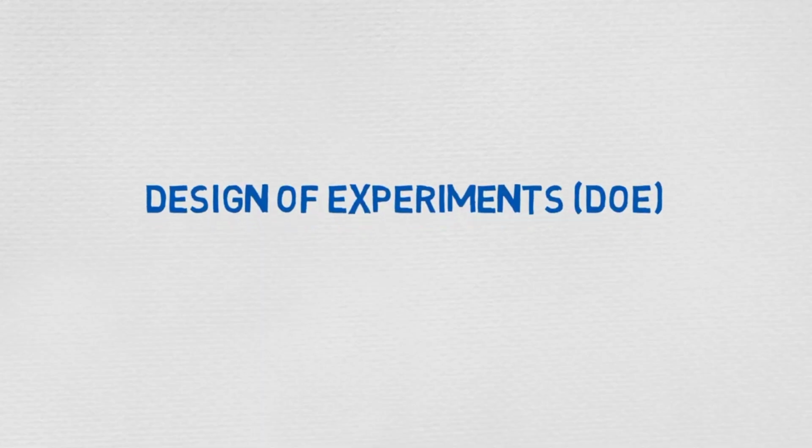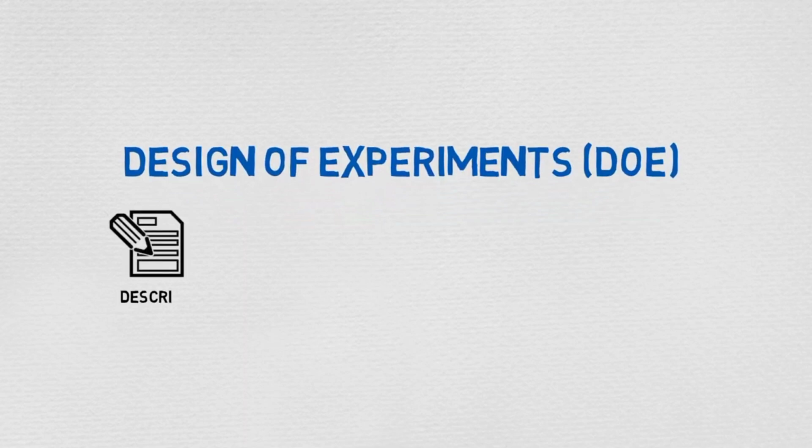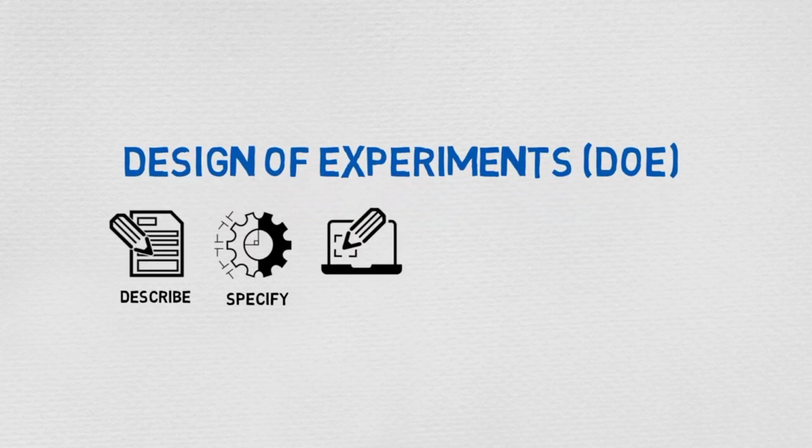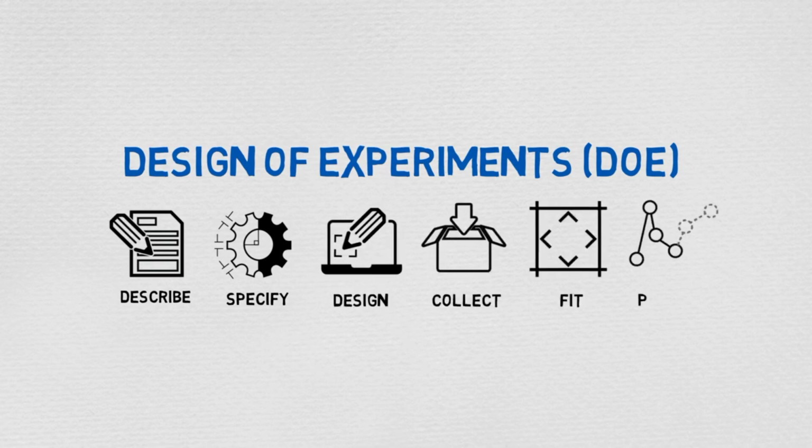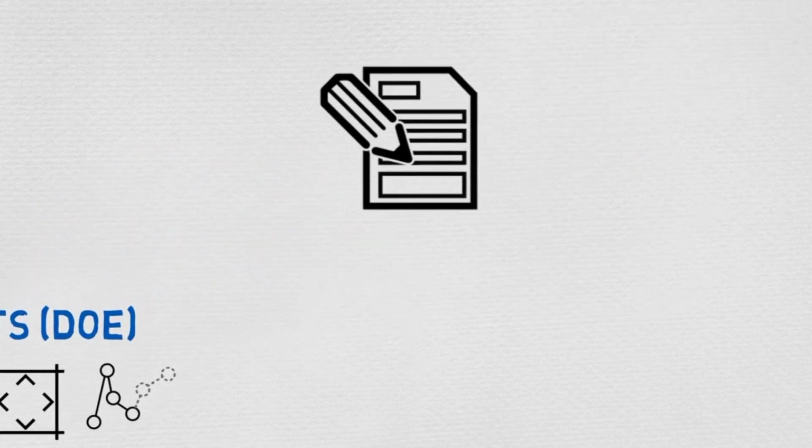Experiments, or simply DOE, has 6 steps that guide you through the process of choosing your goal all the way to predicting your best case response. It's important to have a good understanding of each step. We start with the describe step.